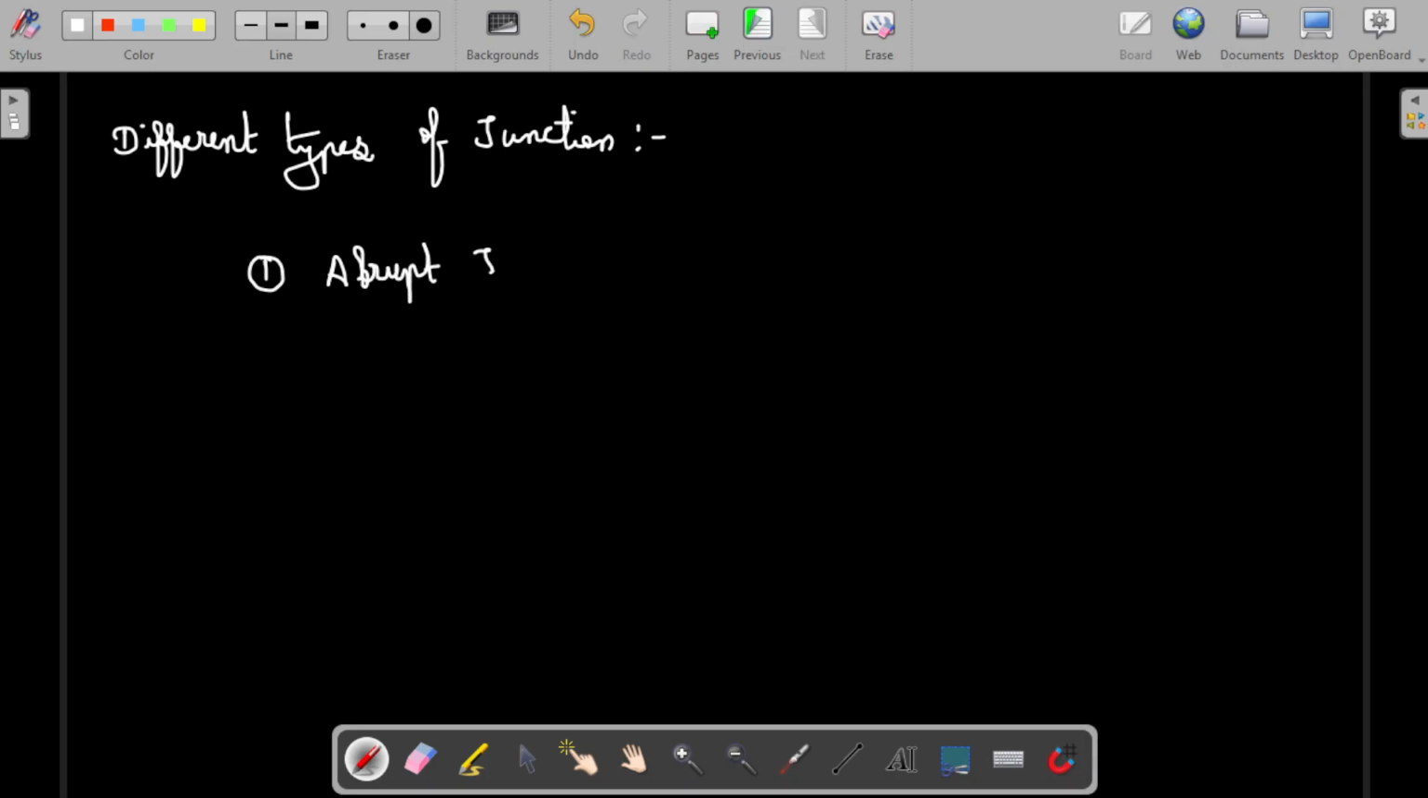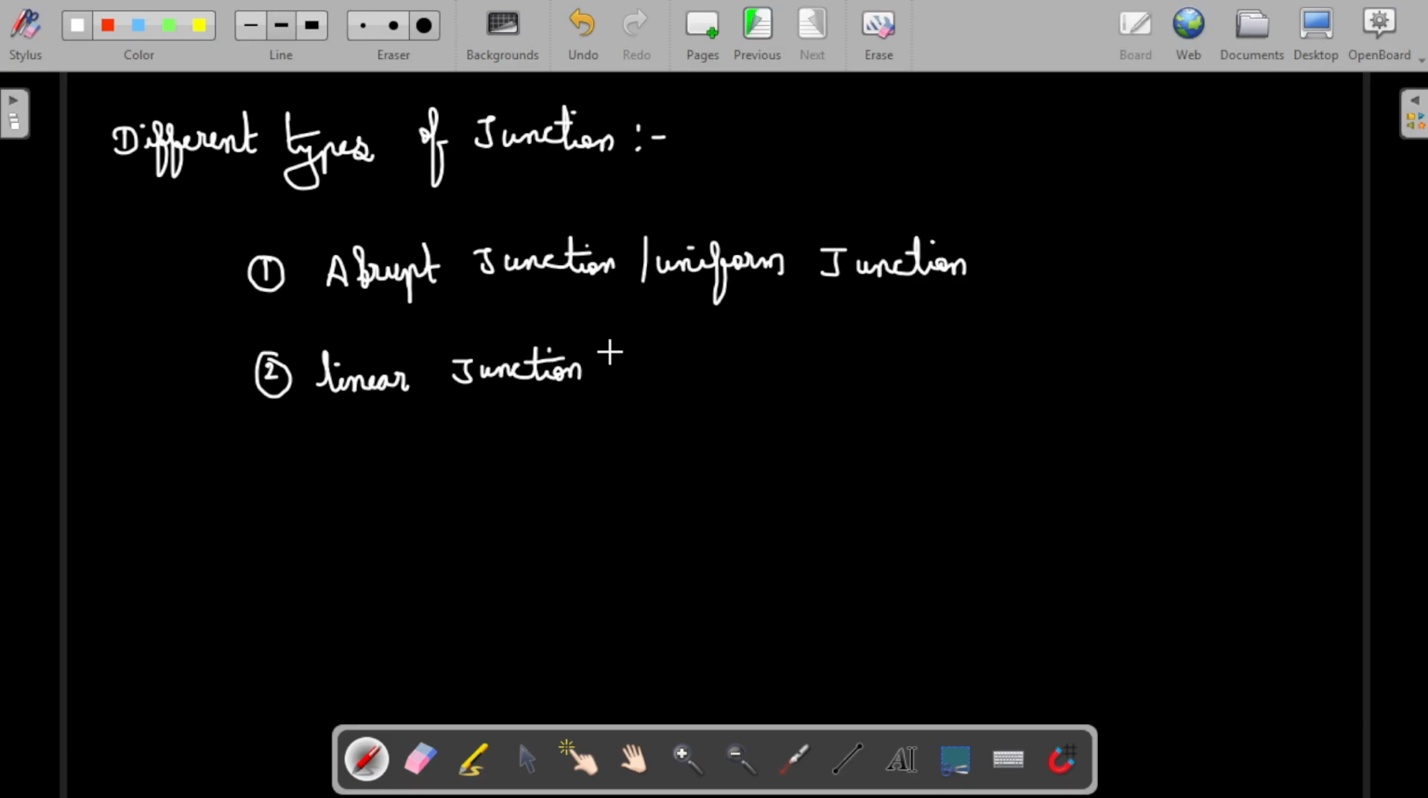An abrupt junction, or even we can state this as a uniform doped profile, is the first type. So, uniform junction. The second type is the linear junction or non-uniform junction, which means the doping profile will not be uniform. Based upon the profile change, like doping profile changes, the observation of electric field, voltage, everything will vary.